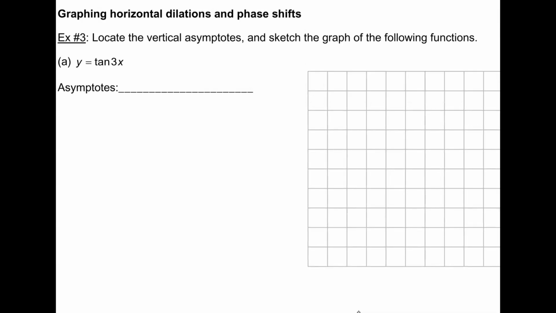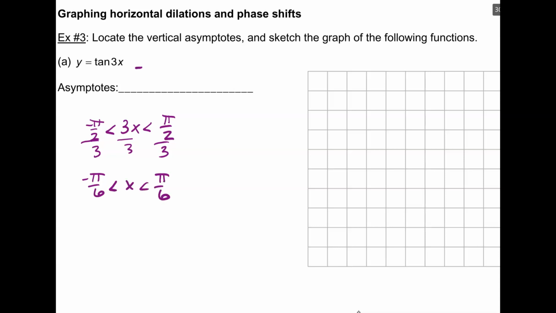So first step, solve the inequalities. I have negative pi over 2 less than or equal to 3x less than or equal to pi over 2. Divide everything by 3. So I have negative pi over 6 less than x less than pi over 6. So this automatically solves the asymptotes for you: negative pi over 6 and pi over 6. That's the wonderful thing about these inequalities. It tells you where you start and you end.